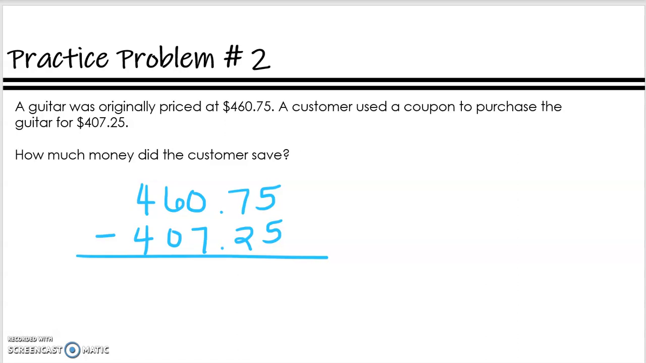So 5 minus 5 is 0. 7 minus 2 is 5. I cannot take 7 from 0, so I'm going to borrow, regroup. That is 3. 5 minus 0. 4 minus 4 is 0. So they saved $53.50.